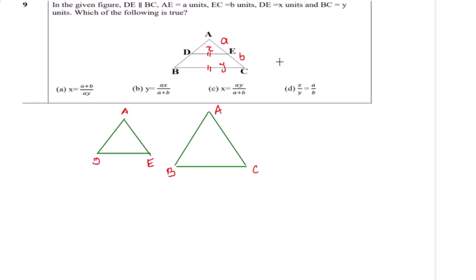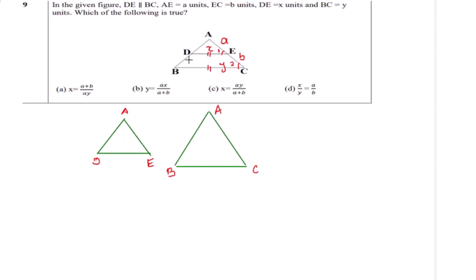4 options are there. Now we are given that DE is parallel to BC. That means if DE and BC are parallel, we can say that angle E is equal to angle C. That is angle AED is equal to angle ACB. You can name it as angle 1 and this is angle 2. So angle 1 is equal to angle 2 in triangles ADE and ABC.